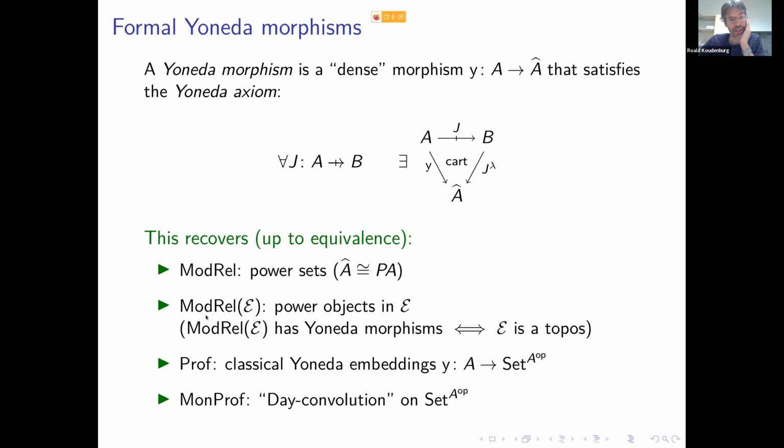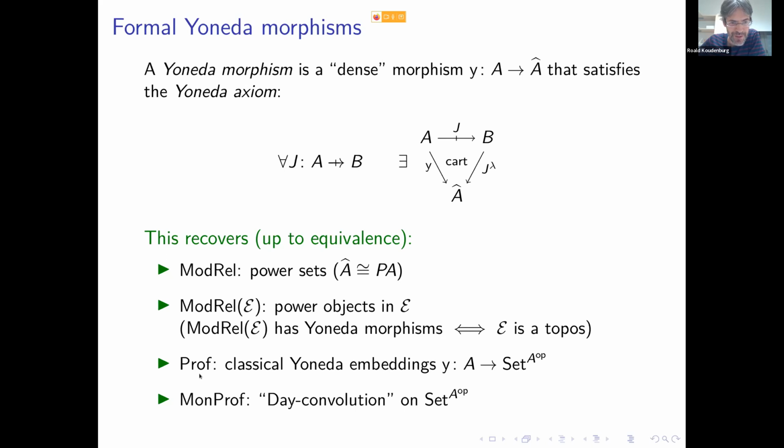Then for the internalized version, in modular relations internal to some finitely complete category E, we get the power objects in E. So in fact, we get that Mod-Rel of E has all Yoneda morphisms if and only if E is a topos. Then in Prof, we get the classical Yoneda embeddings.